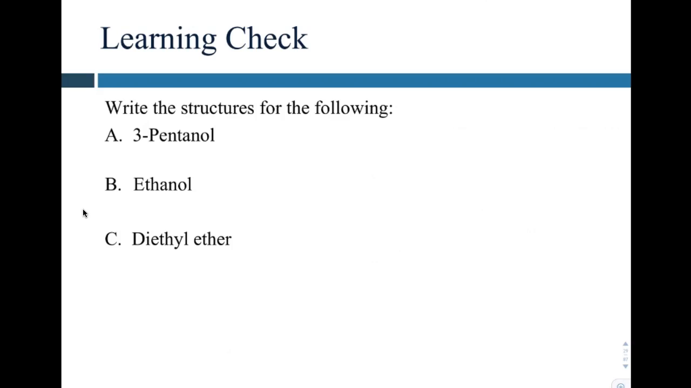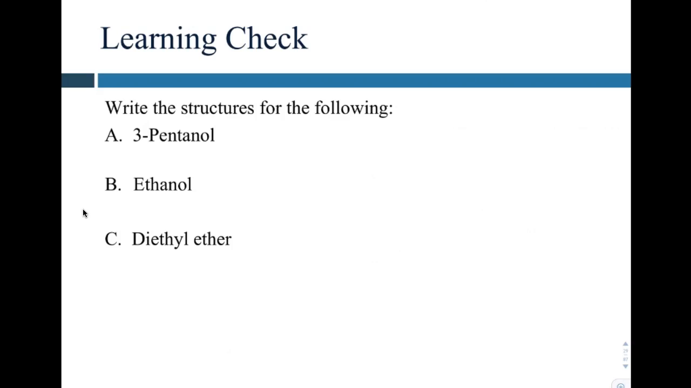But you should also be able to do other structures from that. I will show you the line structure in all the videos, and then if you are interested in knowing what the condensed or expanded structure would look like, we can work through that as well. And so if you haven't already, pause and work through this and then unpause.